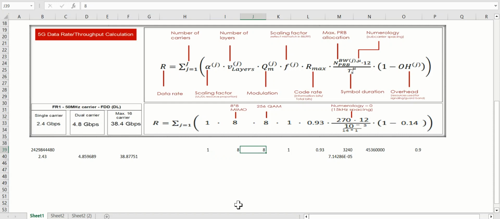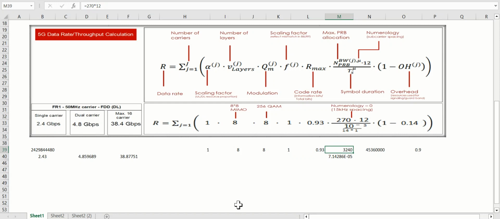If you remember in the previous slides, we have seen how many bits per symbol can be transmitted in case of 256 QAM. Then we have a scaling factor of 1, which means there is no mismatch between the baseband and the RF unit. And then the code rate: if the channel quality index is very good, we probably have 1 as a code rate, which means that whatever information is being transmitted has been received as it is. So we are considering around 93% of the data is being received properly.